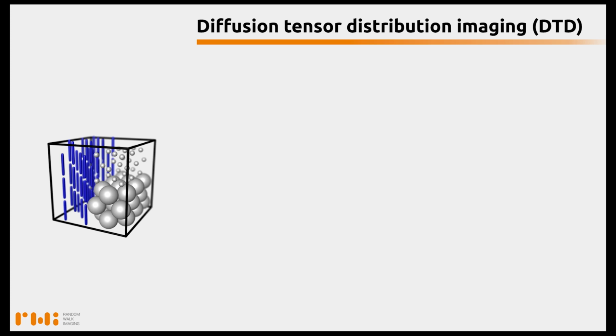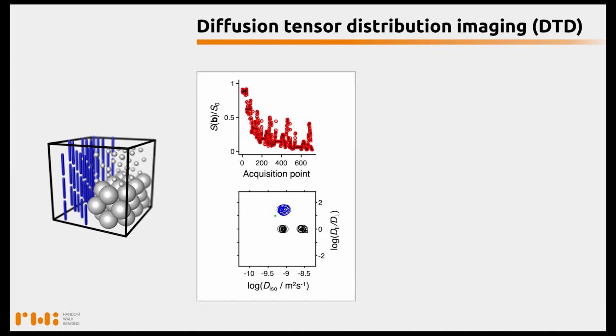Now let's see the final result output by the diffusion tensor distribution imaging algorithm. This voxel features three populations: a low diffusive isotropic one, a high diffusive isotropic one, and finally a population of sticks. The DTD algorithm will output a solution which greatly fits the acquired signals. In this example, the red dots are the acquired signals and the black dots are the signals predicted from the solution retrieved by the DTD algorithm.